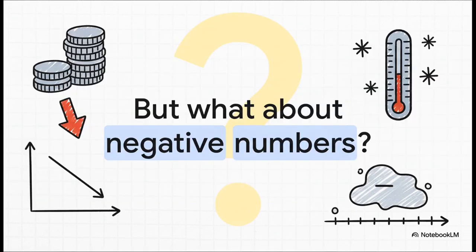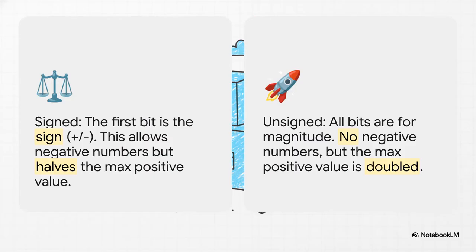Okay, 256 values. That's great. But so far we've only been talking about positive numbers, just counting up from 0. What happens when you need to represent something like debt or a temperature that's below freezing? I mean, what about negative numbers? And this brings us to a crucial decision, a fork in the road that I call the Great Divide.